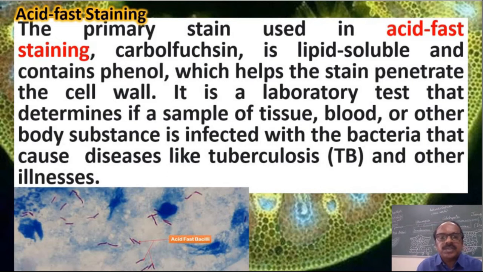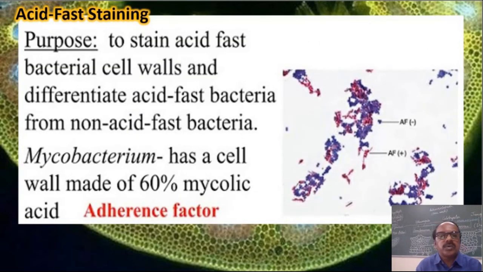So acid-fast stain is a stain which is used to stain bacteria like tuberculosis in case of infected tissue, infected blood, or any other types of body fluids. The purpose of acid-fast staining is to stain the bacterial cell walls to differentiate between acid-fast bacteria and non-acid-fast bacteria. For example, the bacterium that causes tuberculosis, that is Mycobacterium, has a cell wall made up of 60% mycolic acid, and hence it takes up the stain.